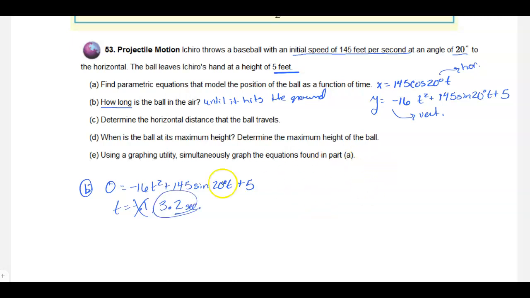Another way we could do that, we could use the quadratic formula and plug that into the quadratic formula, and we would get both of those answers out. Part C is asking you for the horizontal distance that the ball travels. So we're going to use the fact that the ball is in the air 3.2 seconds.